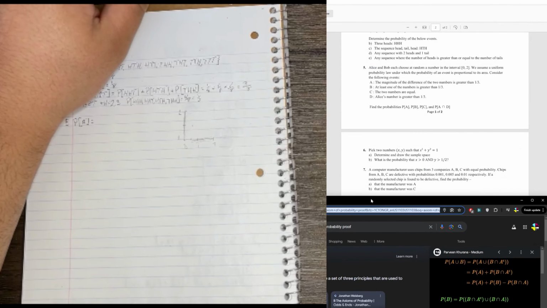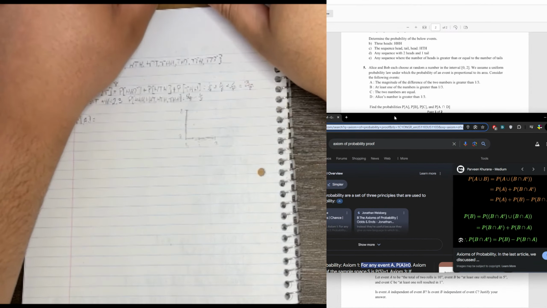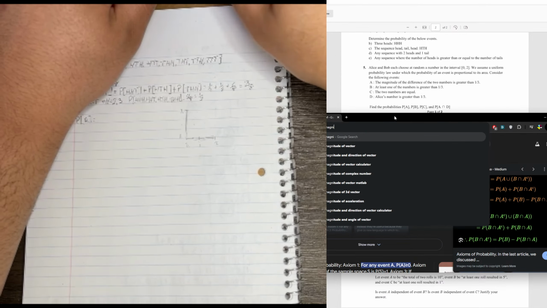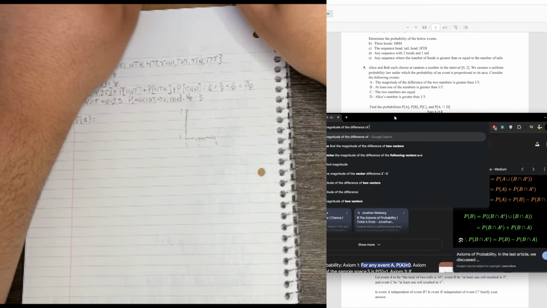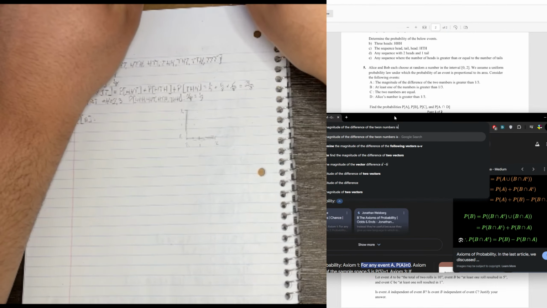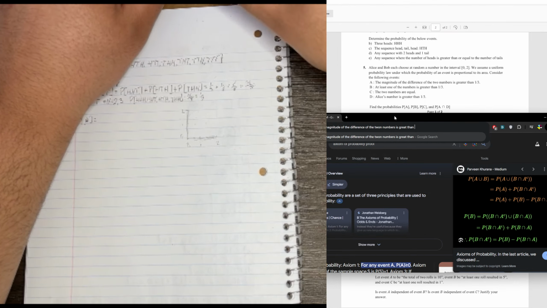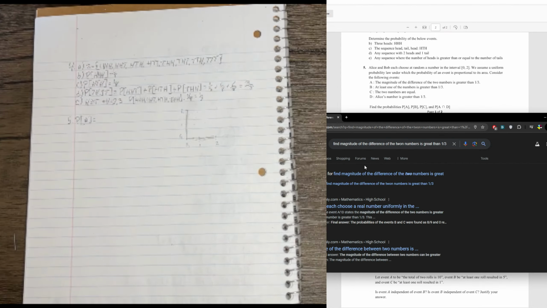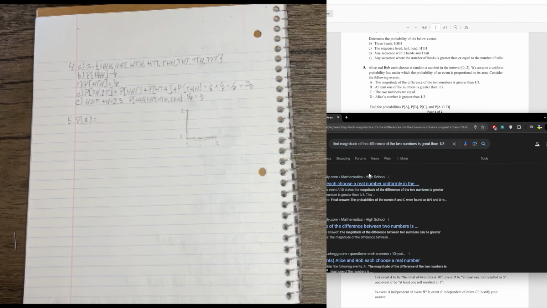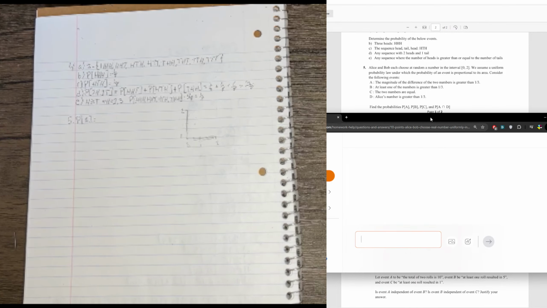This is the question. Find the magnitude of the difference of the two numbers is greater than 1 divided by 3. I don't know if I still have my chat connected here. Let's see.